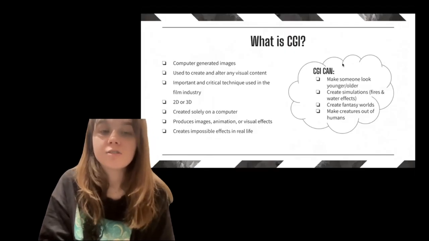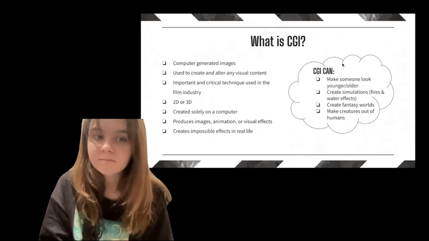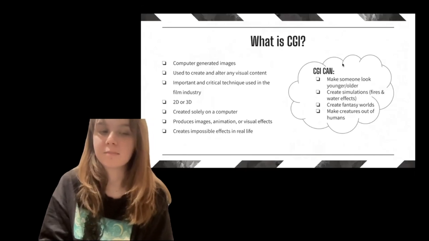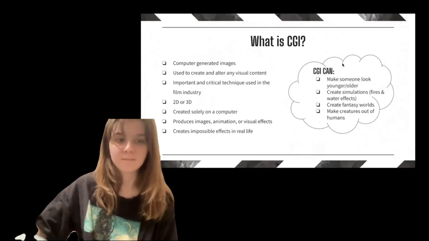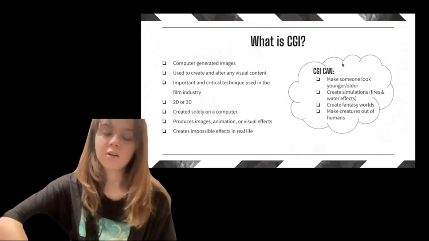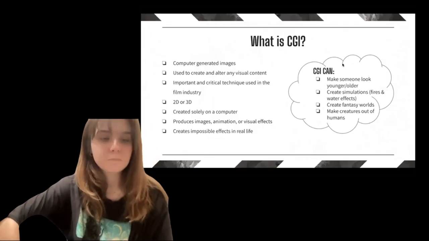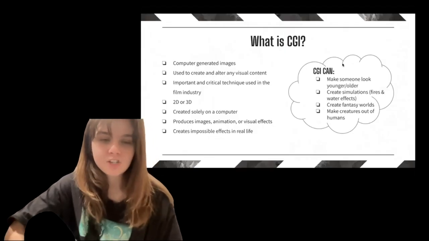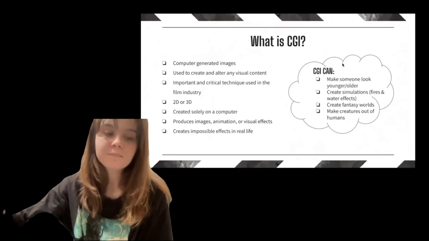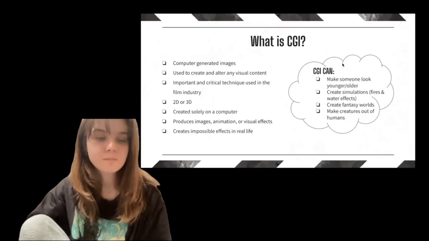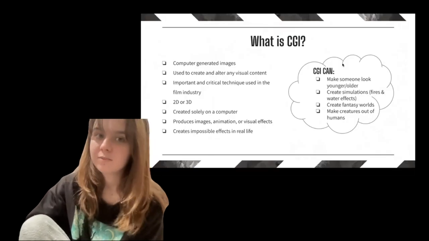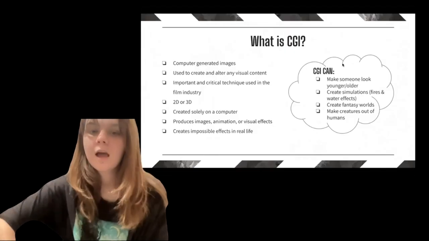Basically, CGI is used in almost everything. So it's pretty rare to see something that doesn't have CGI. It's created solely on computers and it produces images, animations, or visual effects. And it creates effects that are impossible in real life. So it makes the impossible possible.